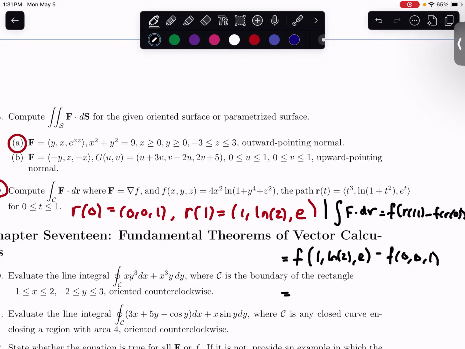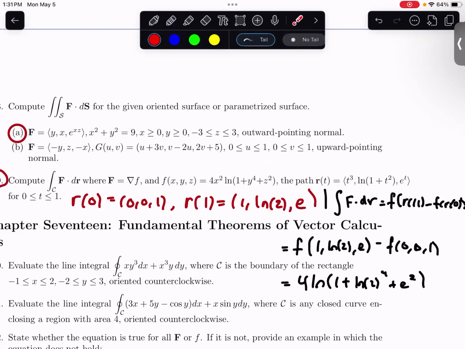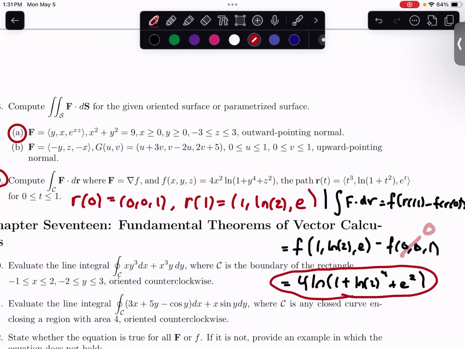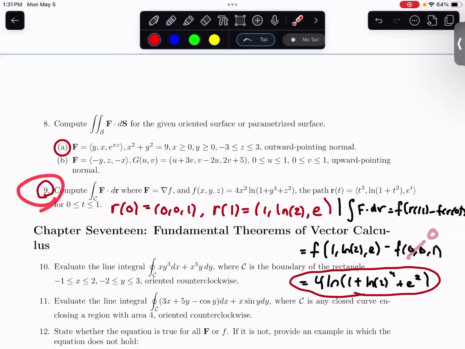Maybe I should have made more space, but whatever. So this is going to be 4 times the natural log of 1 plus the natural log of 2 to the 4th power plus e squared. And then this part ends up being equal to 0. So if you plug in 0, 0, 1, it just ends up being equal to 0. So all you're left with is this point right here. That's the solution to problem 9, right?